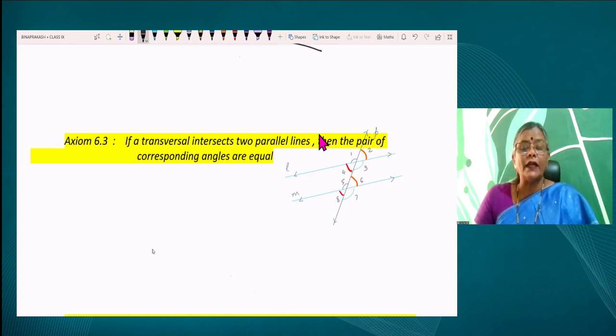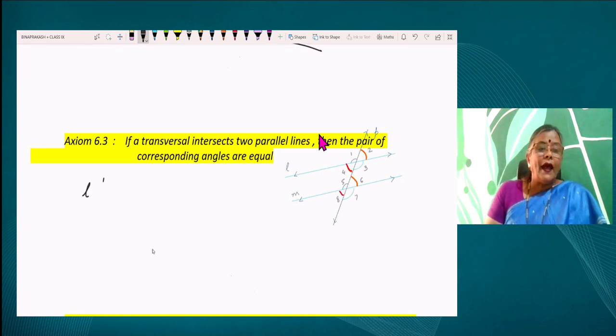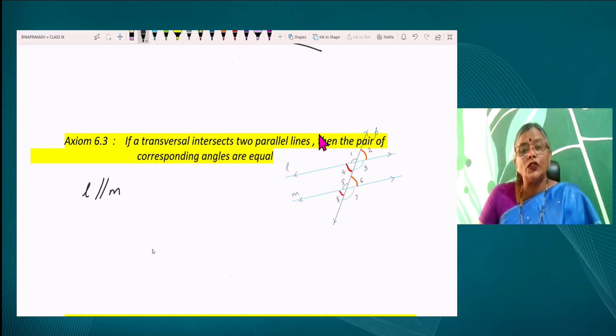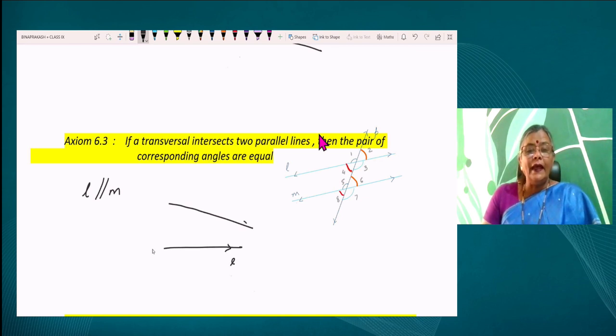Now, do you remember a postulate regarding parallel lines? Yes, we did it in the last chapter. The transversal intersects two parallel lines. These are two parallel lines. The lines L and M are two parallel lines, L is parallel to M. There was a postulate in it, try to recall it, beta. Here, the two lines L and M, if intersected by a third line, then the co-interior angle sum, if I take this as 1 and 2, if the sum of co-interior angles is 180 degrees, this implies the two lines will be parallel.